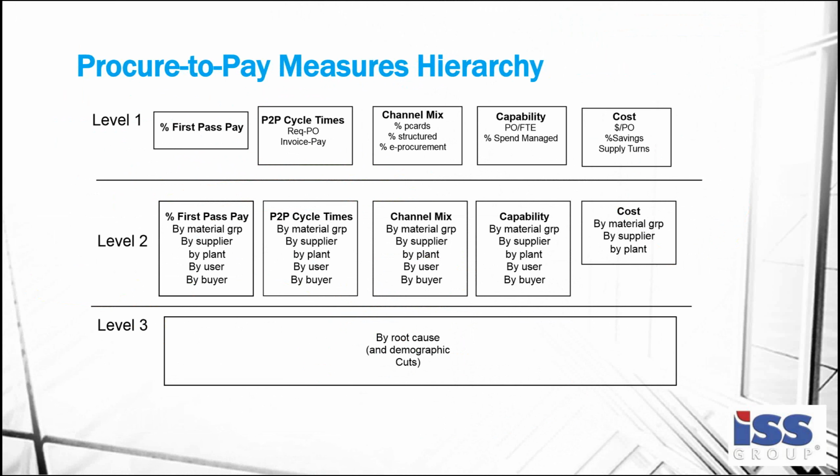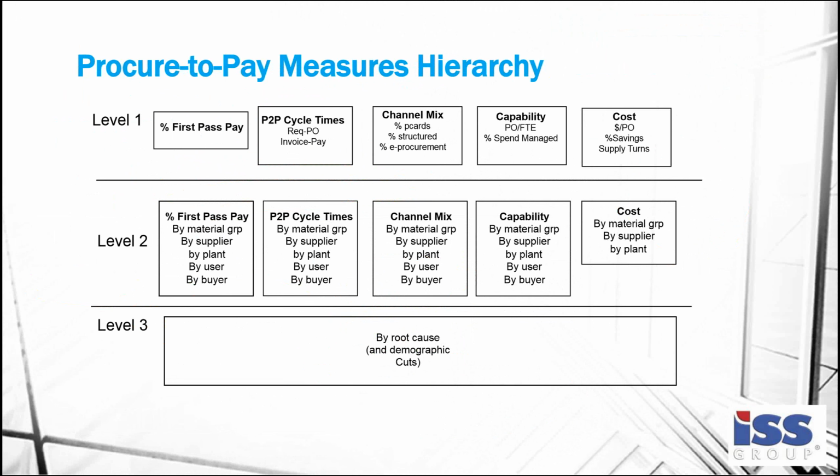Let's say you're at a 30-day procure-to-pay cycle time, and you get in there and you find some people are getting through in 7 to 10 days, some people are in the 40 to 50 days, and you want to find out why. Some plants are like that, some users are like that, some material groups are like that. So it's a very key diagnostic capability to be able to cut and analyze the metrics in this way.